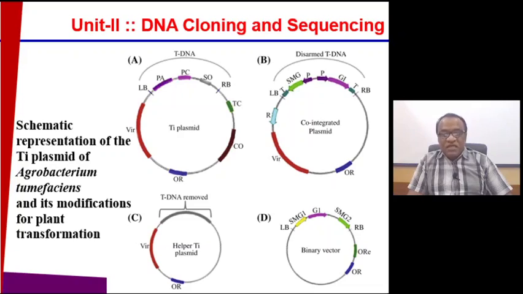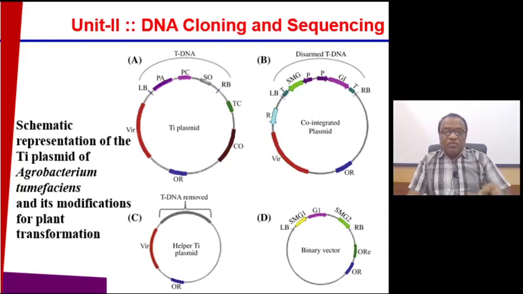In addition, the Ti plasmid has a virulence region, that is the Vir region, and a region responsible for conjugative transfer, that is TC, given in the green code. It also has a region responsible for expression of genes involved in opine catabolism, referred to as CO, and the origin of replication for Agrobacterium tumefaciens, that is OR.